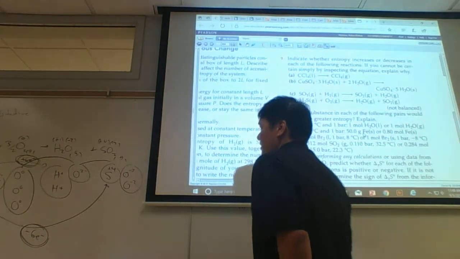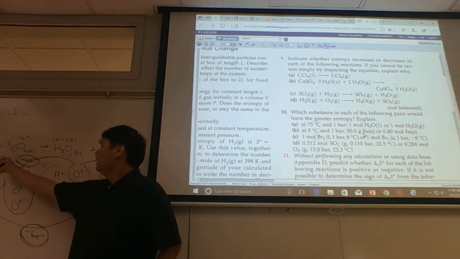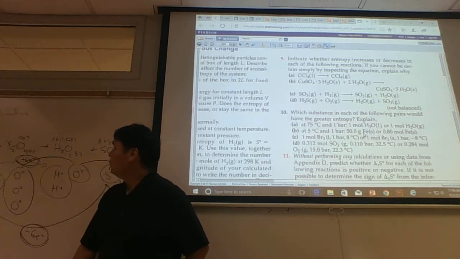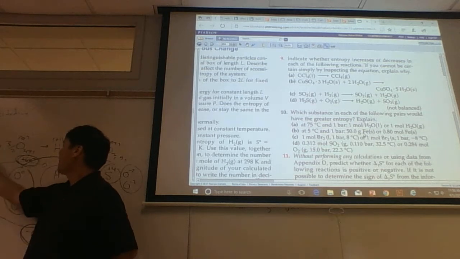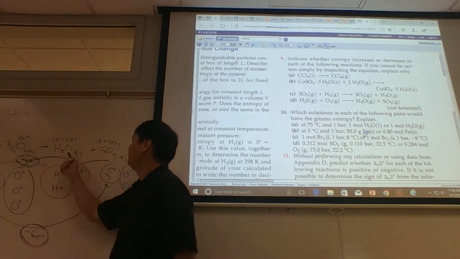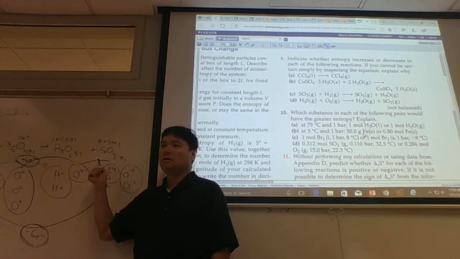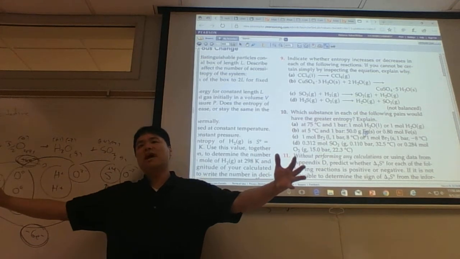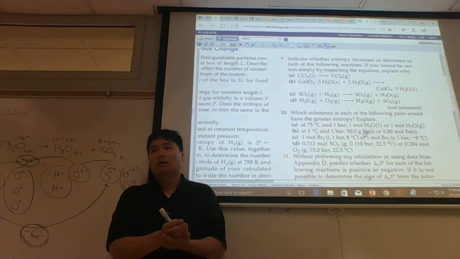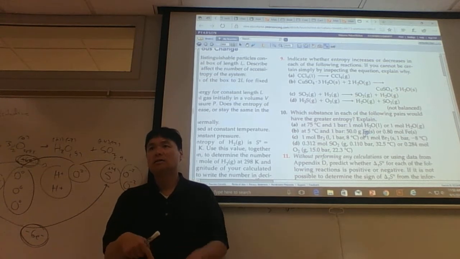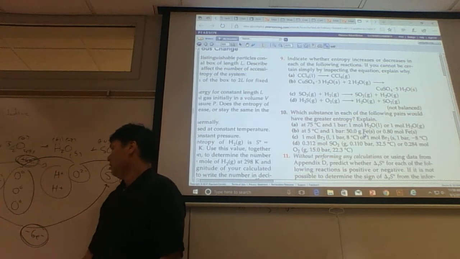But anyway, let's see what's happening with the entropy. As far as the entropy goes, it depends on how many moles of gas we have. Over on the left, we have 3 halves, which is 1.5, and we have 1. So altogether, we have 2.5 moles of gas total on the left. On the right, we have 2 moles of gas. So if we're going from 2.5 moles of gas to 2 moles of gas, what's happening with the entropy? Entropy is going to go down. The more moles of gas, the higher the entropy.